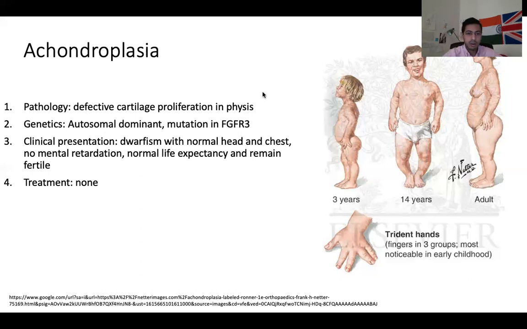Just a note on the FGFR3 gene, its overexpression essentially inhibits growth. And some pathologists have said that a risk factor for achondroplasia is increased paternal age. So, for example, if a father is above the age of 35, that is a risk factor for achondroplasia.